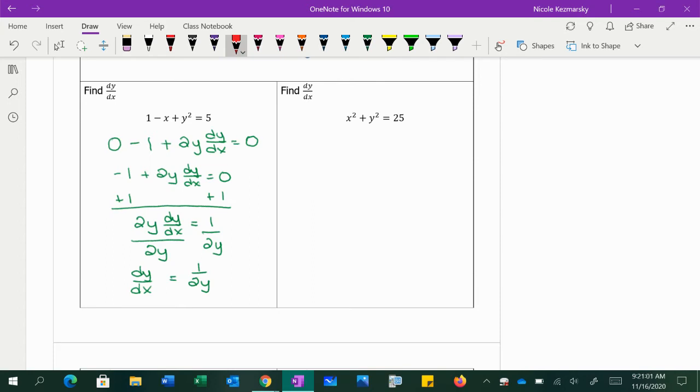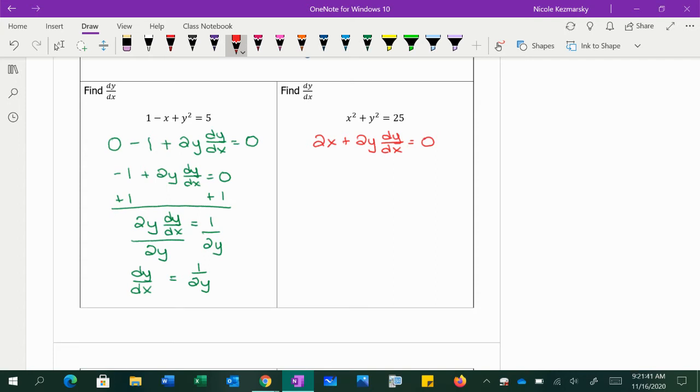Let's try the next example. This is actually a circle. X squared plus y squared equals 25 is a circle with radius 5. The instructions say find dy/dx, so we're going to take the derivative. The derivative of x squared is 2x, and since it's a derivative with respect to x, I don't have to write any special notation. And then I'm going to say plus 2y, and because that is a derivative of a y, and we're taking the derivative with respect to x, I'm going to put dy/dx. And then the derivative of 25 is 0.